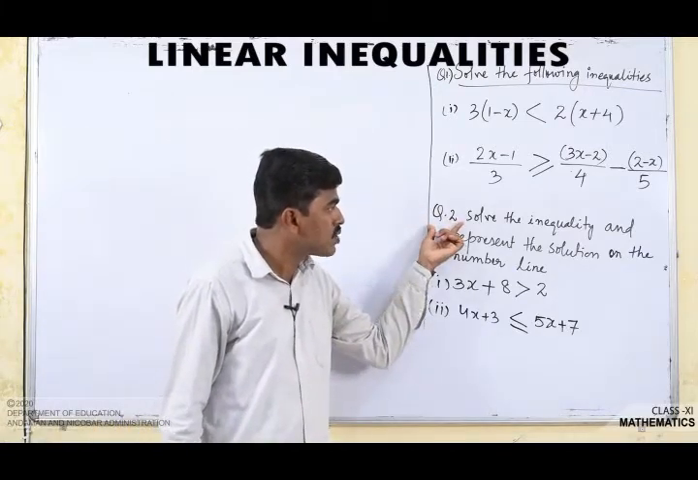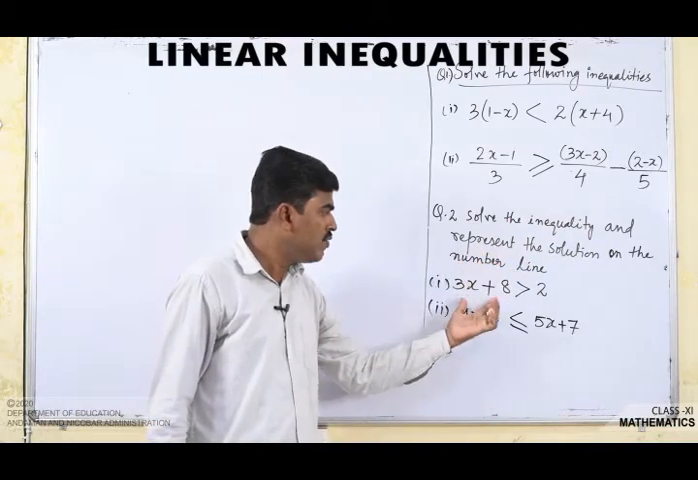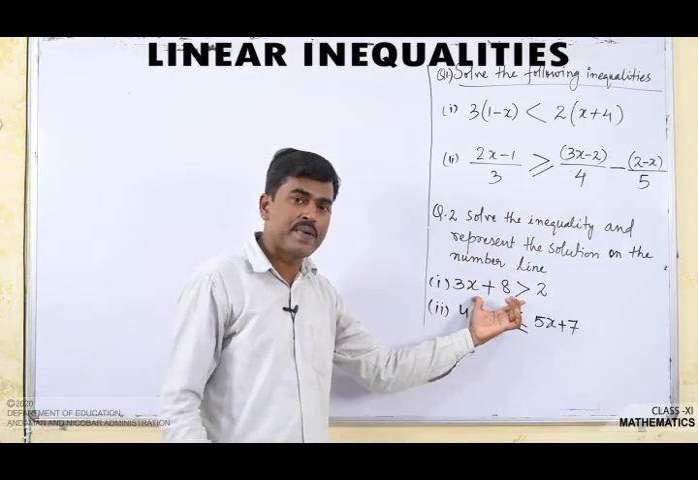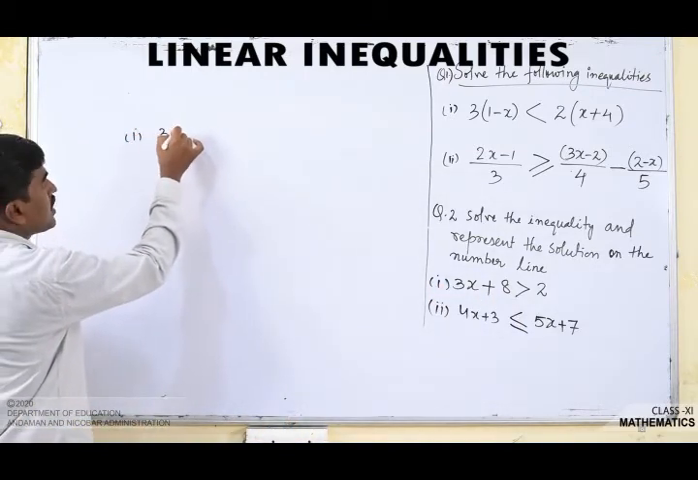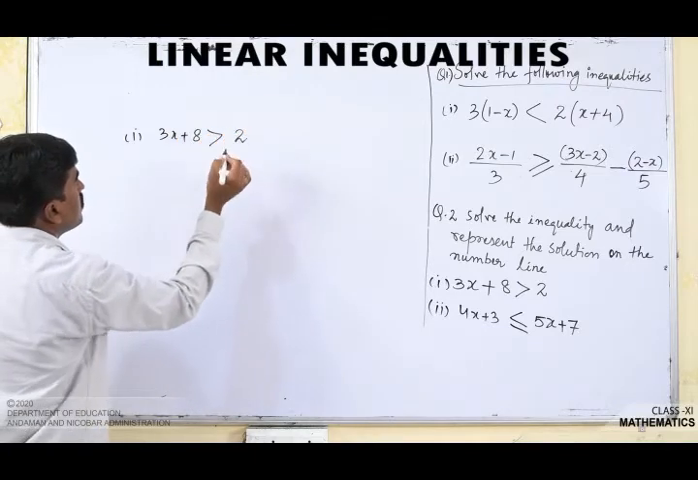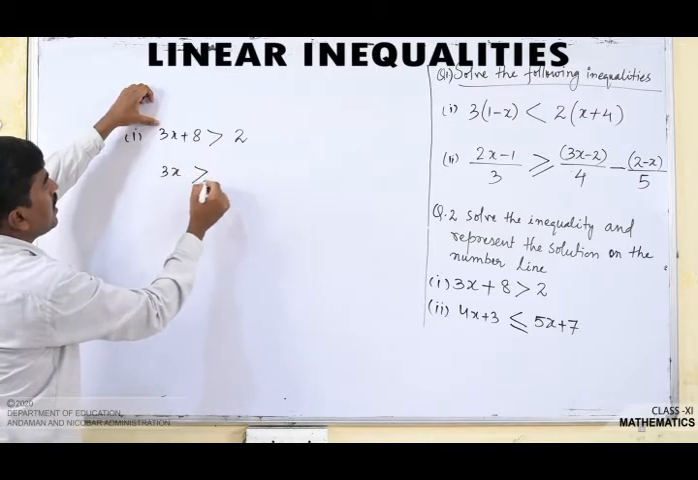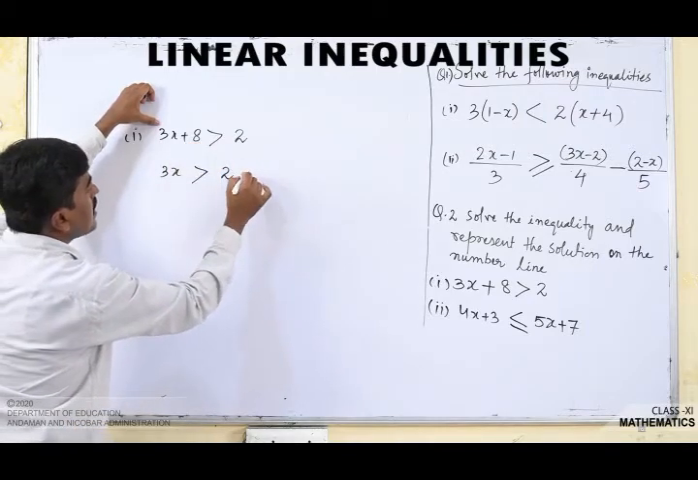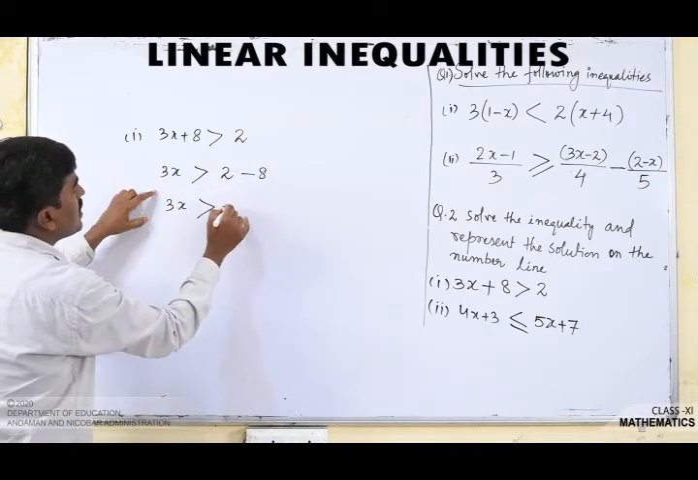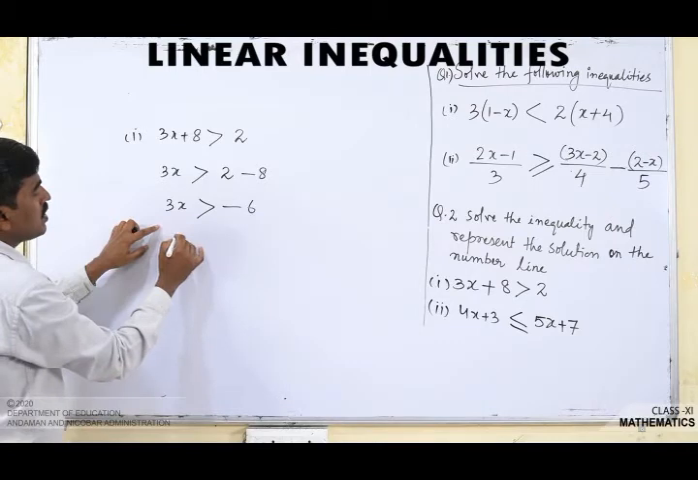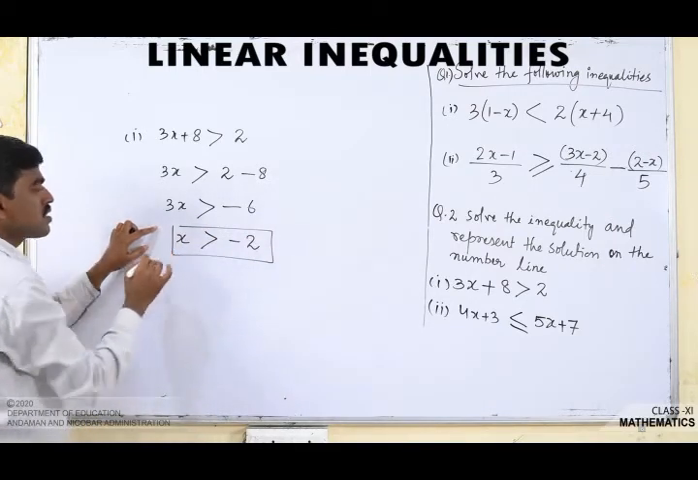Next we will see the second question, that is solve the inequality and represent the solution on the number line. So the inequality is 3x + 8 > 2. So again this is 3x > −8 + 2, that is −6. So divided by 3 we will get x > −2. So here the solution is x > −2.